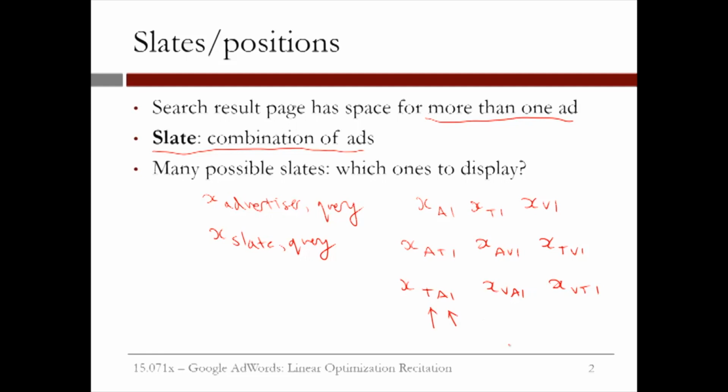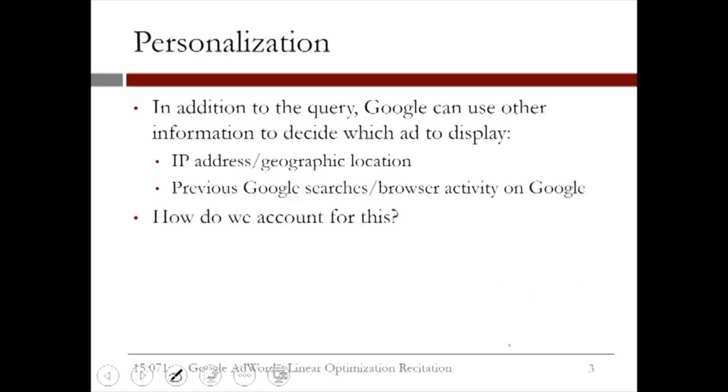We would formulate our objective and our budget and query constraints in the same way as before, but making sure that slates that contain a certain advertiser use up that advertiser's budget, and slates in a given query account towards that query's estimated number of requests. Let's now discuss the idea of personalization.